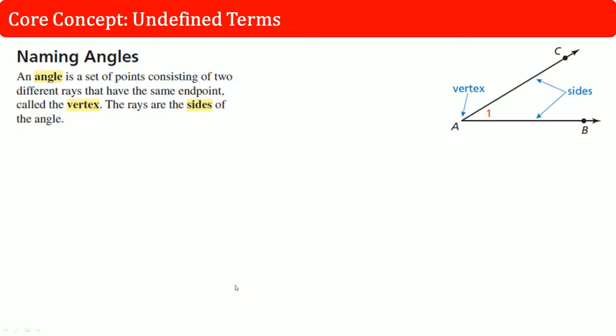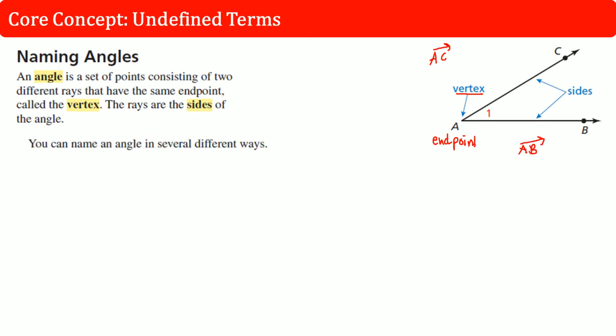Lastly is for us to learn how to name angles. This is the very important part of this lesson. An angle is a set of points that consists of two different rays that have the same endpoint. So if you look at the image here, we could see the endpoint here as A. This is the endpoint. The endpoint is also called the corner, which is also called the vertex. The rays are the sides of the angle. So the first ray here is AC, and the other ray is AB.